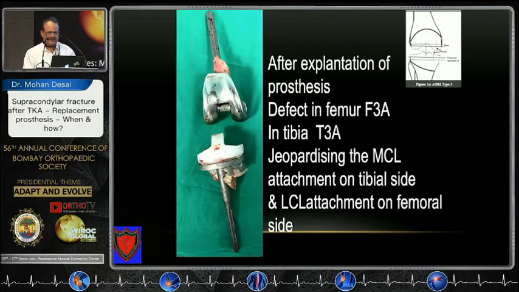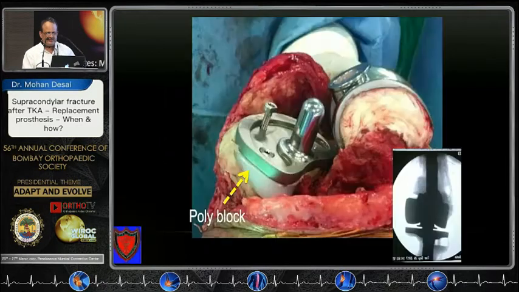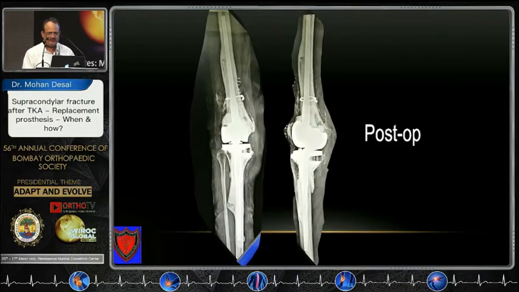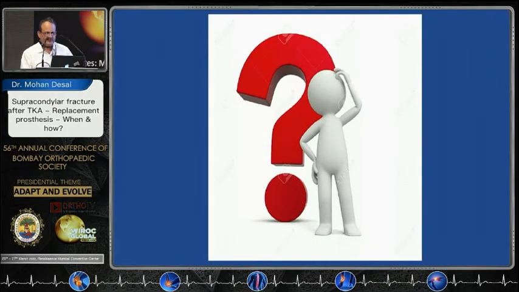There was a defect in the femur, an F3A defect, and a tibial T3A defect. So the MCL was jeopardized on the tibial side, and the LCL was jeopardized on the femoral side. This was the condition. So we used the poly block, and this was managed with the Endo-Model hinge. It was not a rotating distal femur replacement, but just the rotating hinge with the poly block or augments there. Okay, thank you.